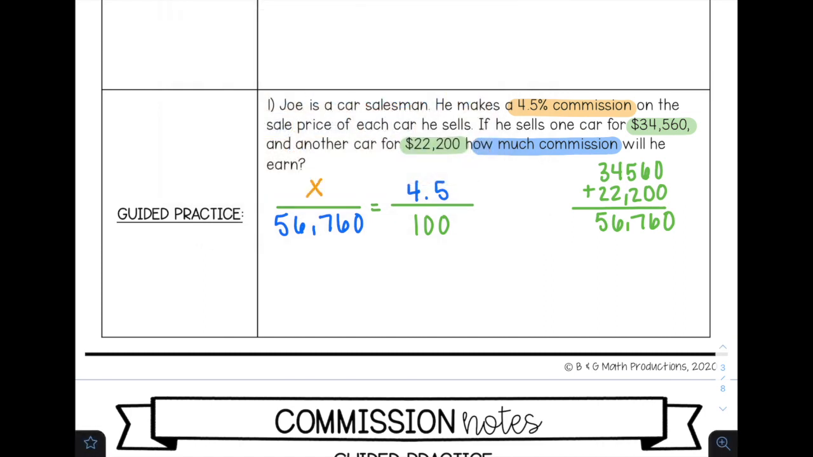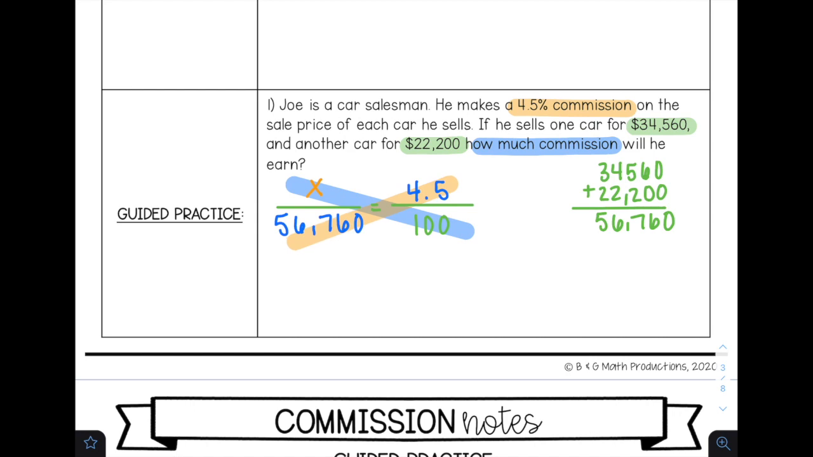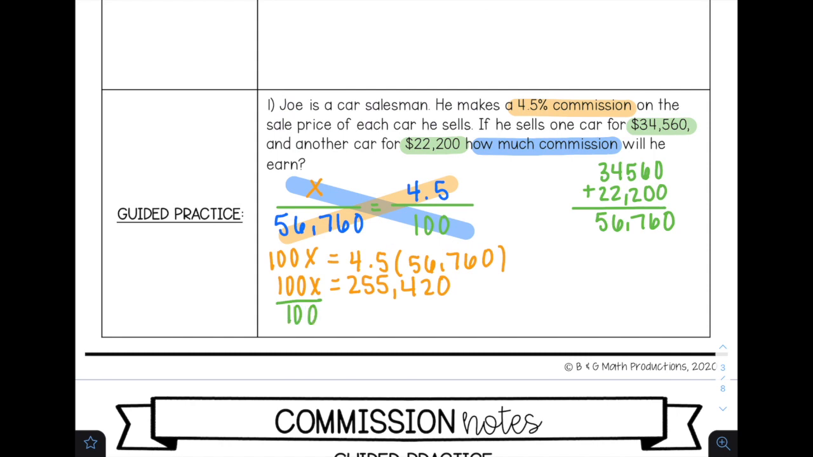So we're going to first find and cross multiply. So we have 100x equals our 4.5 times our 56,760. And at this point, we are getting really good at using our cross multiplication or scaling up, scaling down, whichever works for you. We have 100x equals 255,420. We are going to divide by 100.